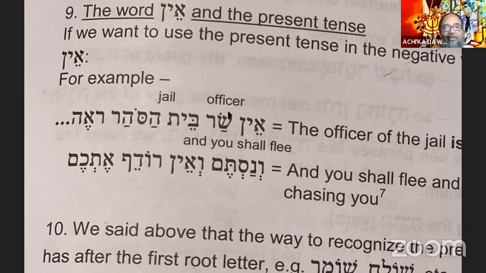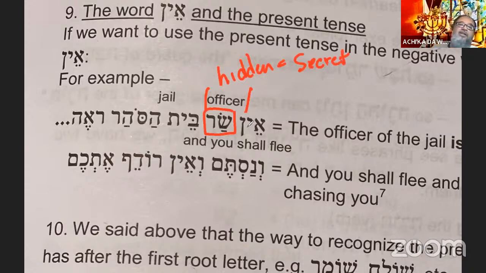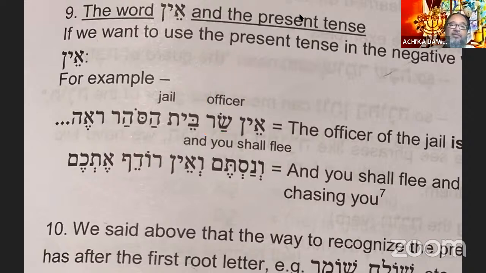Because if you said sar, it wouldn't be sod. A sar is an officer. And if you said sod, that would be dealing with something like something in a field, something hidden. Sod would be hidden or a secret. That's how crazy these words are. All right, bayit. So ayin sar bayit. What's the next word?